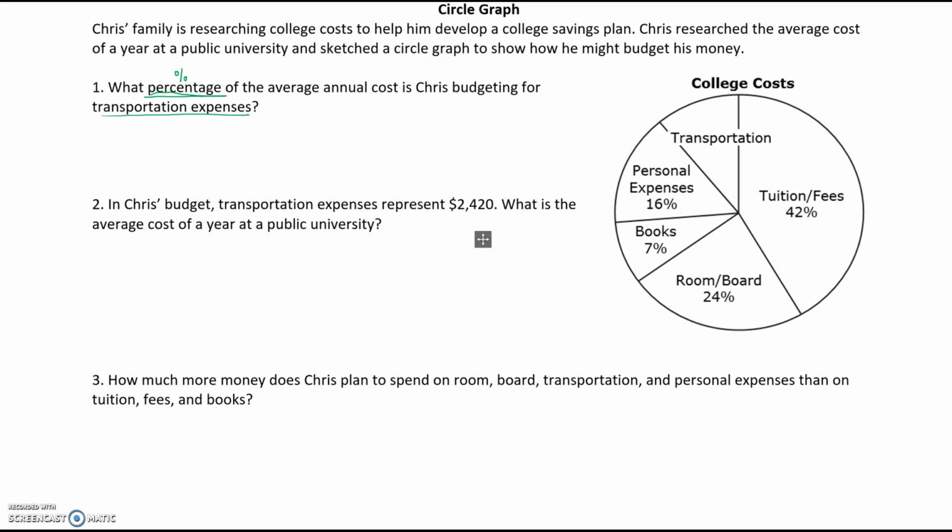What does a circle graph represent? What percent? 100, right? This whole thing represents 100%. And so far we have 16, 7, 24, 42, and then we have transportation costs.